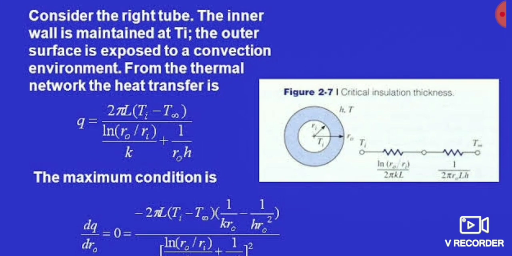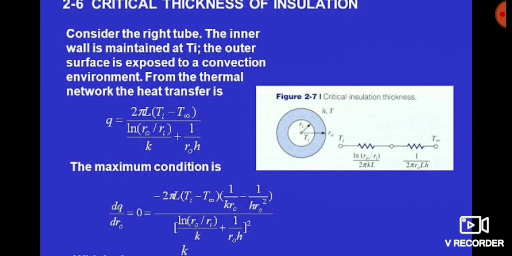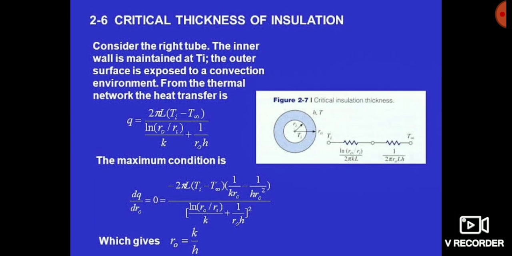And friends, similarly in the first portion you can see the first term ln r naught by ri divided by k, and 2 pi l I have written in the numerator because it is common in both cases, the material and the insulating body. So I have simply written it upside, but you can clearly see that this is fully based upon the formula of calculating the resistance in case of cylindrical bodies.